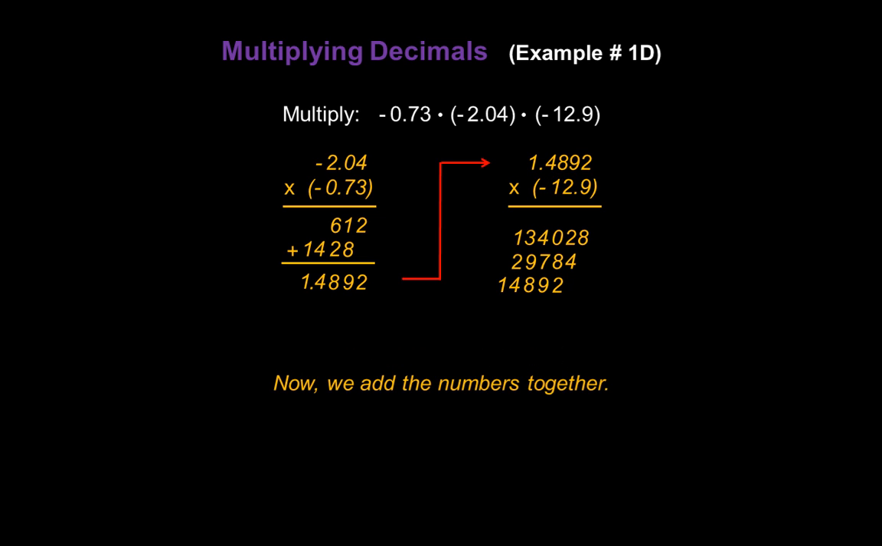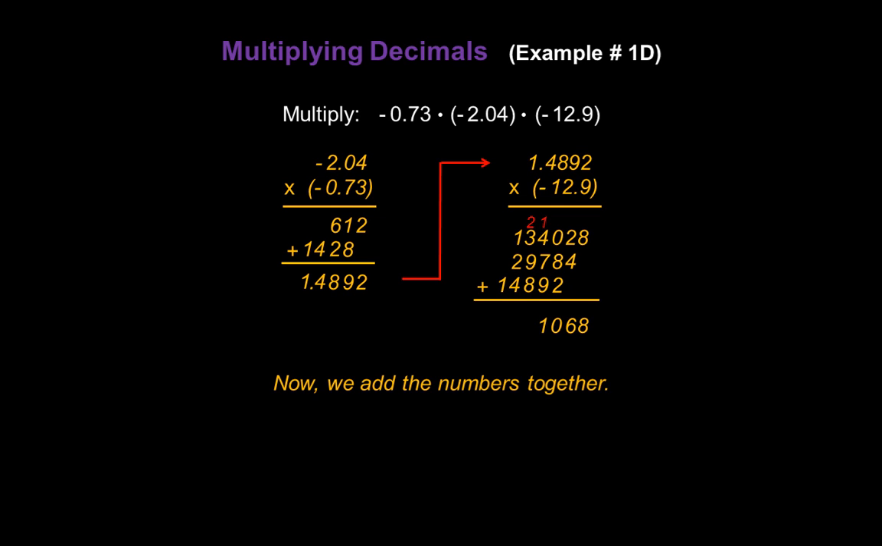Now we have to add the products together. The 8 comes straight down. 2 plus 4 is 6. 0 plus 8 is 8. Plus 2 is 10. So we'll put down a 0 and carry 1. 1 plus 4 is 5. Plus 7 is 12. And plus 9 is 21. So we'll put down a 1 and carry 2.